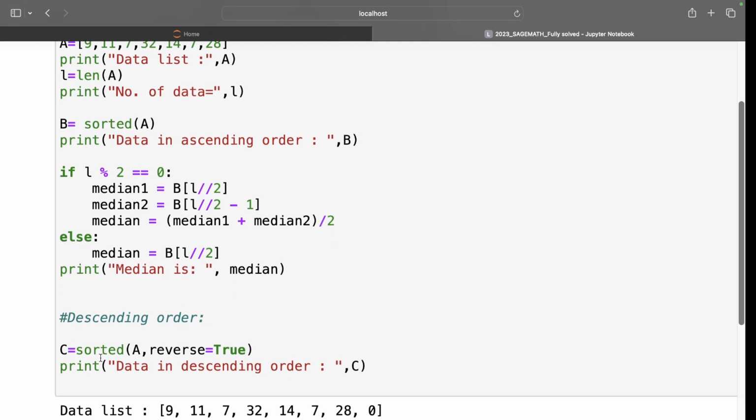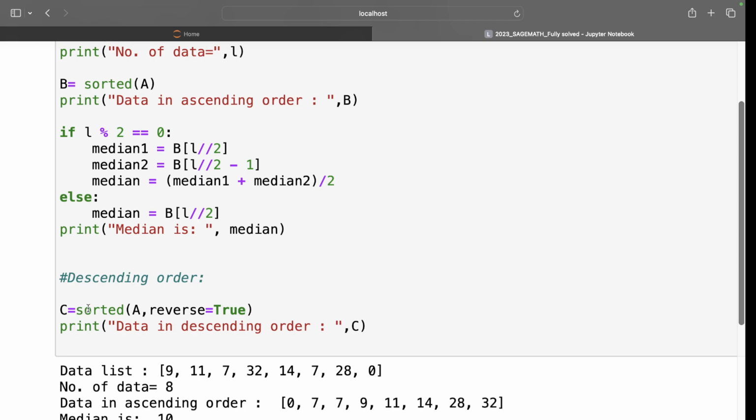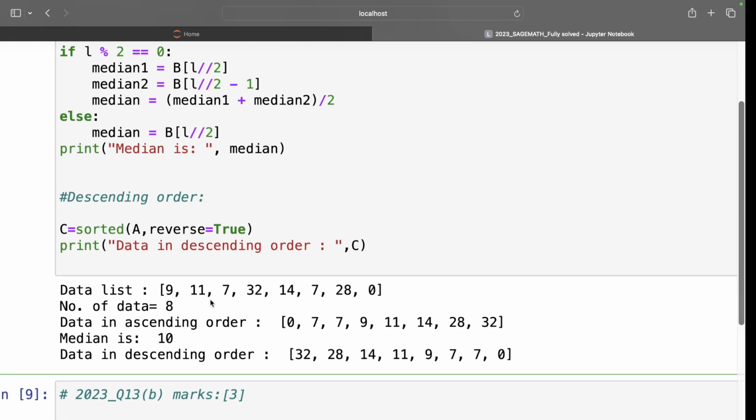Note that for descending order, in another list C not included in the problem, sorted A comma reverse equal to true gives the descending, inverse order. The descending order is not included in the problem, so remove these lines and put a hashtag here.